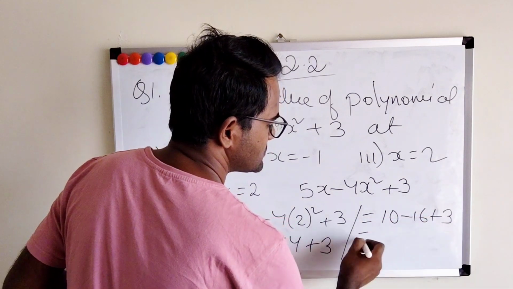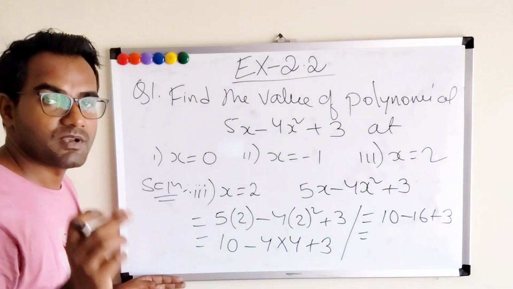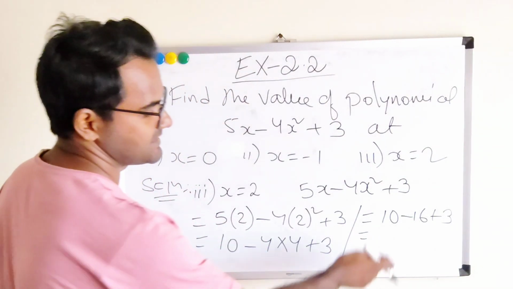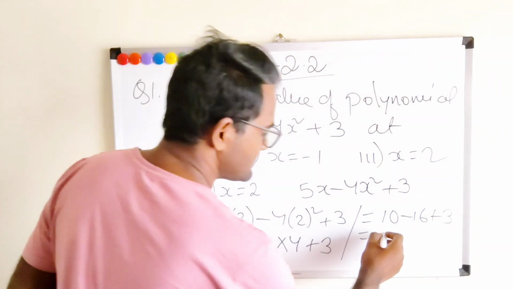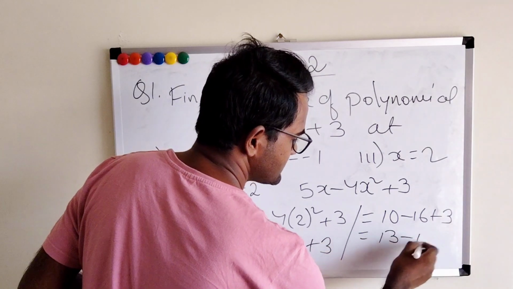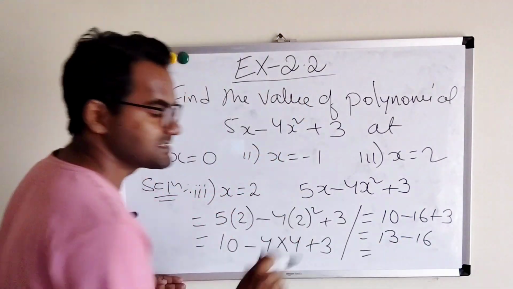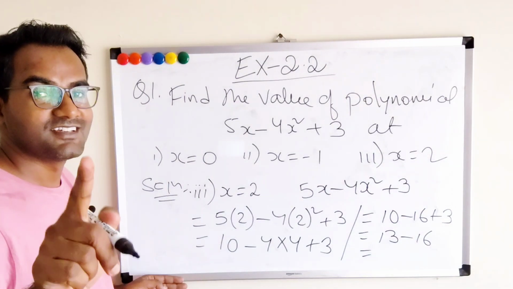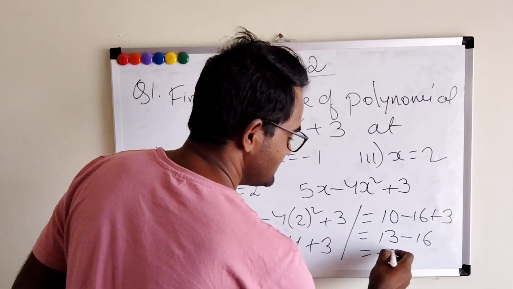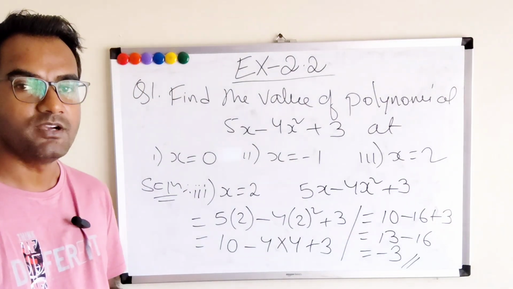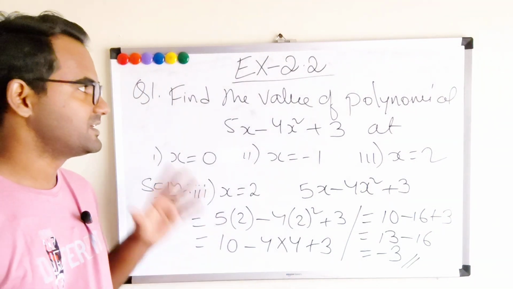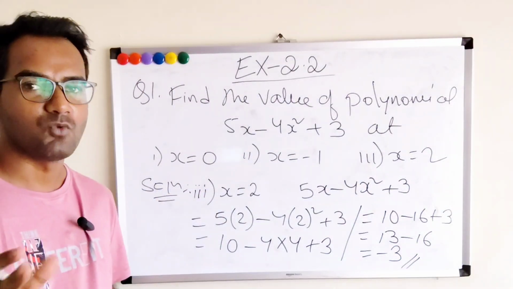So you add both the positive numbers, that is 10 plus 3, how much will you get? 13, right? 13 minus 16. So how much do you get? 13 minus 16, you get minus 3, correct? So this is your required answer. We are done with question number 1, sub-parts 1, 2, 3.